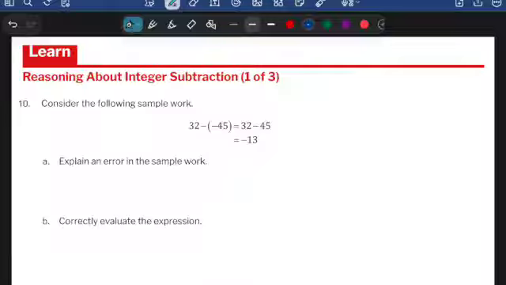All right, number 10. Let's look and see if we can find a mistake. 32 minus negative 45 equals 32 minus 45, and then the sum would be negative 13. So what did we miss? Well, remember, negative means opposite, so this means the opposite of negative 45. The opposite of negative 45 is positive 45. So really, this should have said 32 plus 45. And what is 32 plus 45? 32 plus 45 is 77.